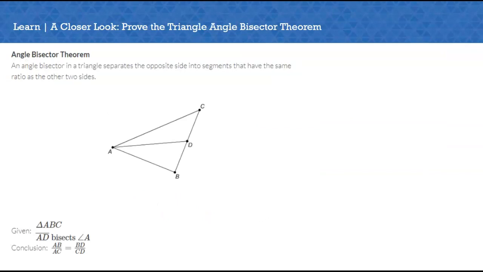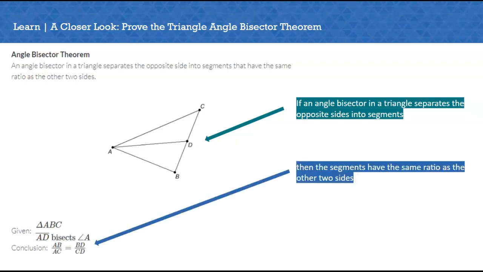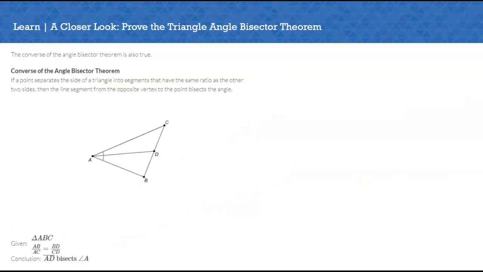Now let's look at the angle bisector theorem. So the angle bisector in a triangle separates the opposite side into segments that have the same ratio as the other two sides. So here's my bisector, and it's separating these into segments that have the same ratio or the same proportion. You're going to hear ratio, proportion, fraction, all at the same time. You're going to hear lots of cross multiply, all those things. So here we're going to use the word ratio instead of proportion.